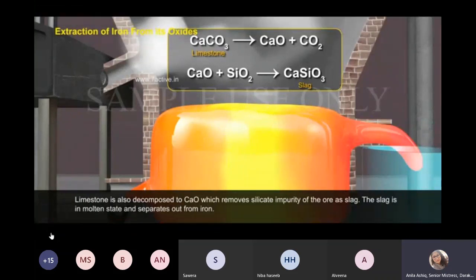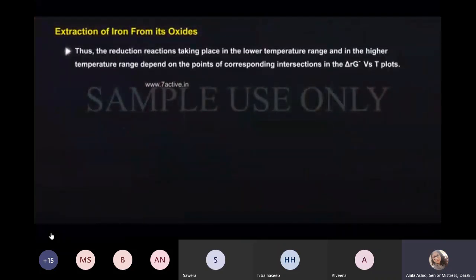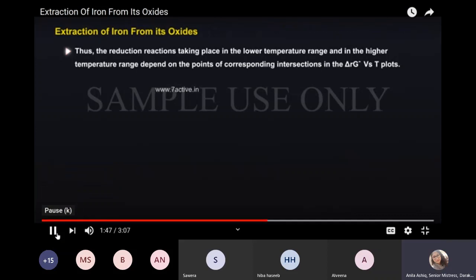Fatma Rafiq, great. Impurity of the ore as slag. The slag is in a molten state and separates out from iron. Thus, the reduction reactions taking place in the lower temperature range and in the higher temperature range depend on the points of corresponding intersections in the delta RG versus T plot. Do not panic, because this delta RG versus T plot is not in your course. What you need to understand over here is that reduction reactions are very much dependent on the temperature ranges. It can be a lower temperature range. It can be a higher temperature range as well.